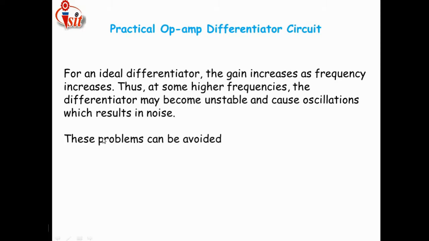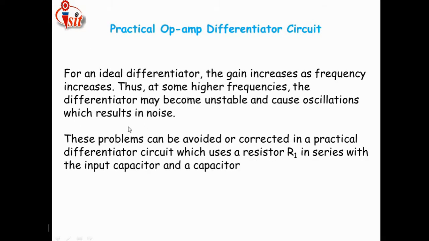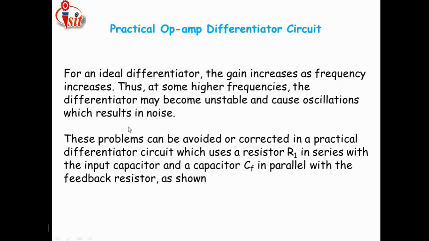For an ideal differentiator, the gain increases as the frequency increases. That means there is an intercorrelation between frequency and gain. Frequency and gain are directly proportional to each other. Thus, at some higher frequencies, the differentiator may become unstable and cause oscillations, which result in noise.